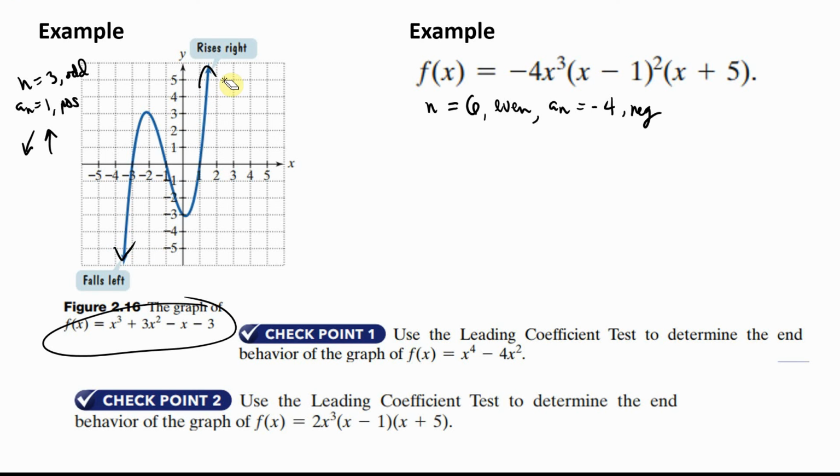Now, for this example, all we're determining is just the end behavior. Since the degree of 6 is even, and since a sub n is negative, this is going to fall to the left and also fall to the right.